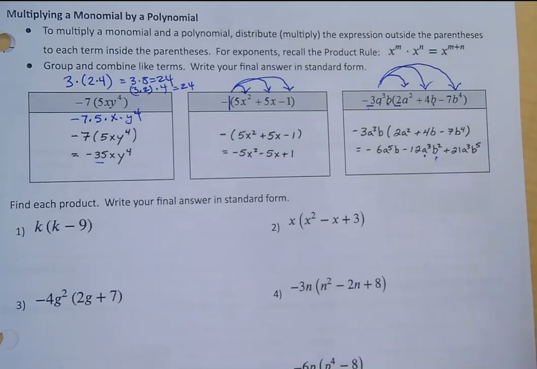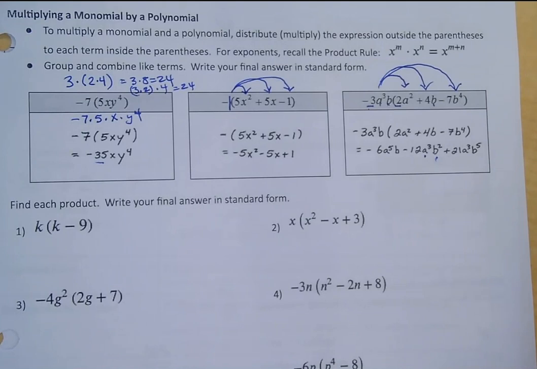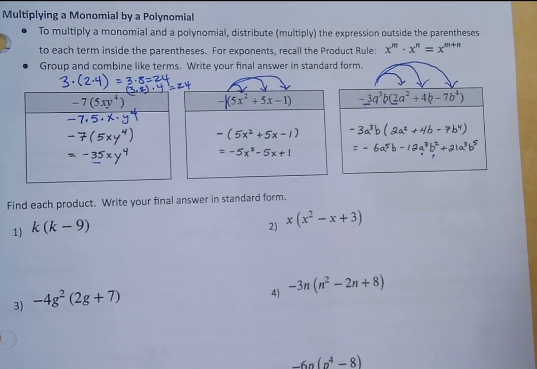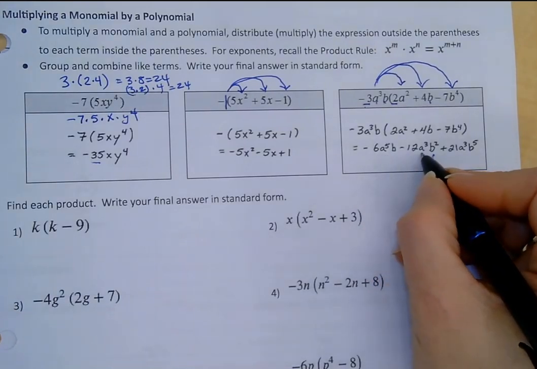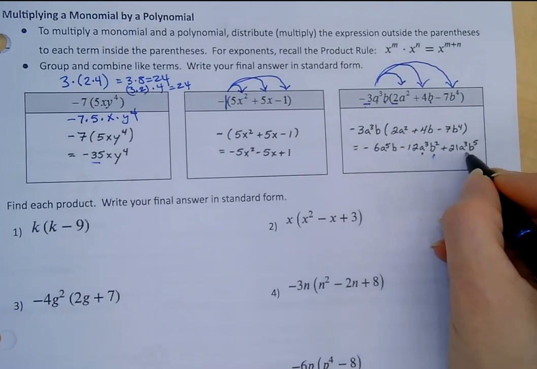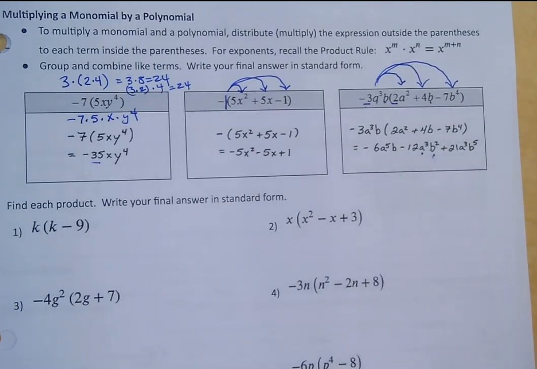Okay, now, standard form. I want to go alphabetical. So my a is what I care about, and then I want the highest exponent. A to the 5th is the highest. Next I have a to the 3rd and a to the 3rd. So this is where we get a little bit more complicated.